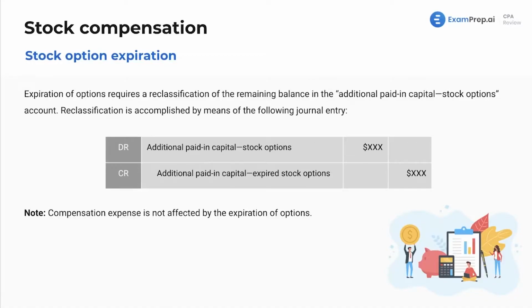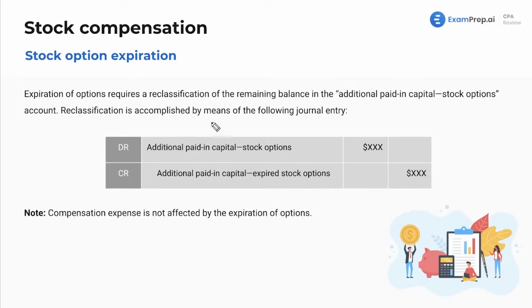Stock option expiration. So let's say that the fair market value did not go above 50, and there's no reason for the employees to exercise the options because they expired worthless, right? You wouldn't buy stock for more than it's worth on the open market. Well, expiration of options requires a reclassification of the remaining balance in the additional paid-in capital stock options account.